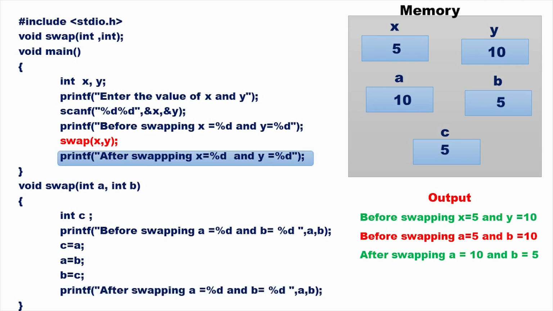Goes back to function main. Print the value of x and y. We will get the output after swapping: x equal to 5 and y equal to 10. No change has happened to x and y. Since we have used the call by value method, the actual arguments have not changed.